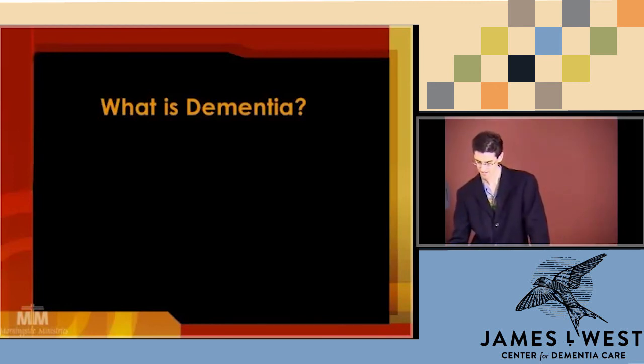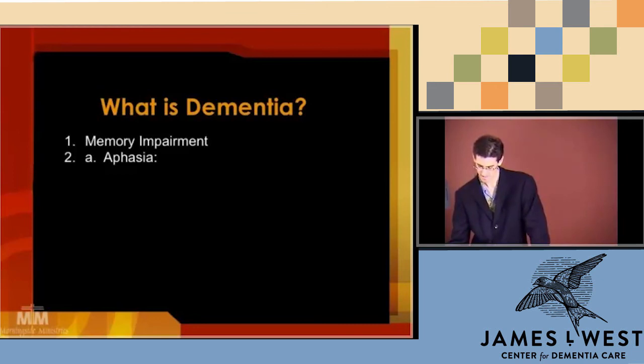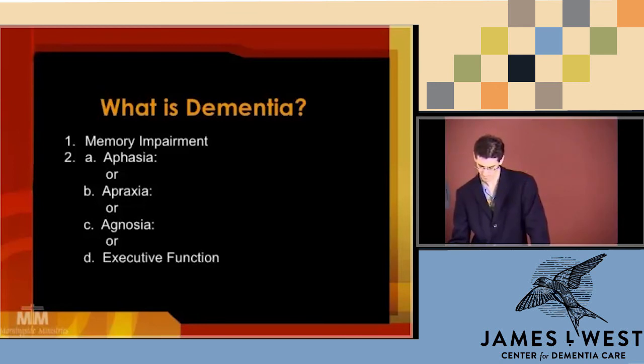The second criterion to be diagnosed with dementia is you have to have one of these following technical terms. You have to have aphasia, or apraxia, or agnosia, or executive function impairment. And we can talk about what each of these are and how we test them.